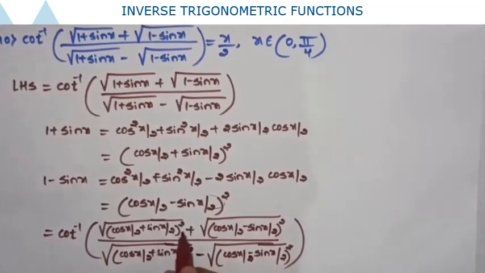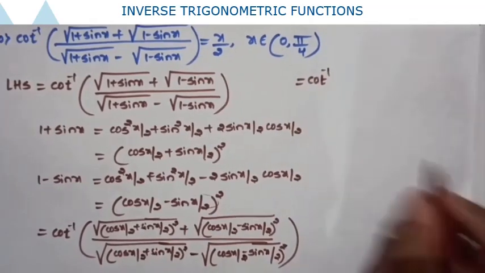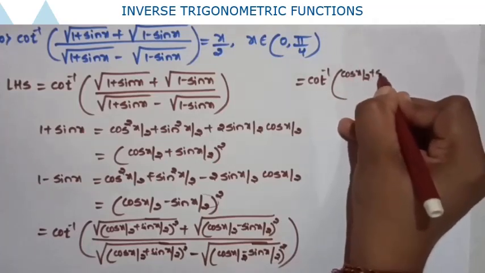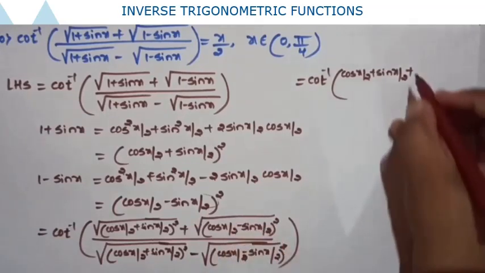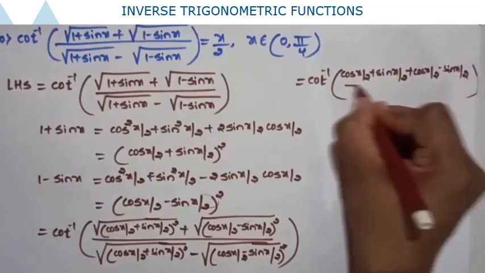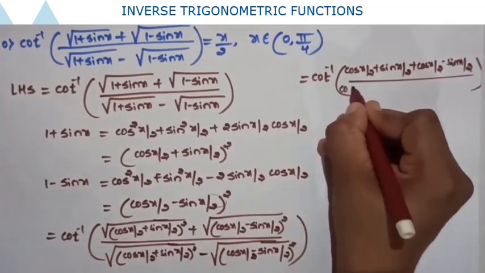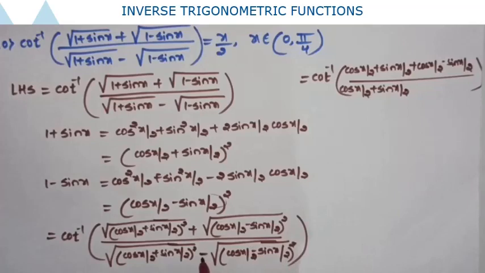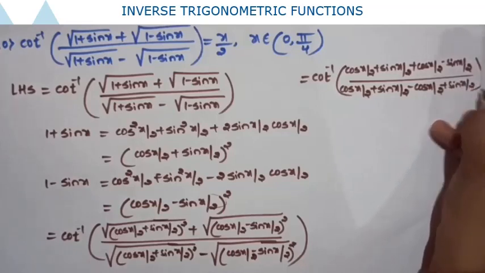Okay, so again square and root cancel, so we have cot inverse of, inside this, the square and root cancel, so the numerator is cos x/2 plus sin x/2 plus cos x/2 minus sin x/2. Square and root cancel, and the whole divided by cos x/2 plus sin x/2, and here it is minus, root and square cancel, minus (cos x/2 minus sin x/2). Okay, hope you understand this step.